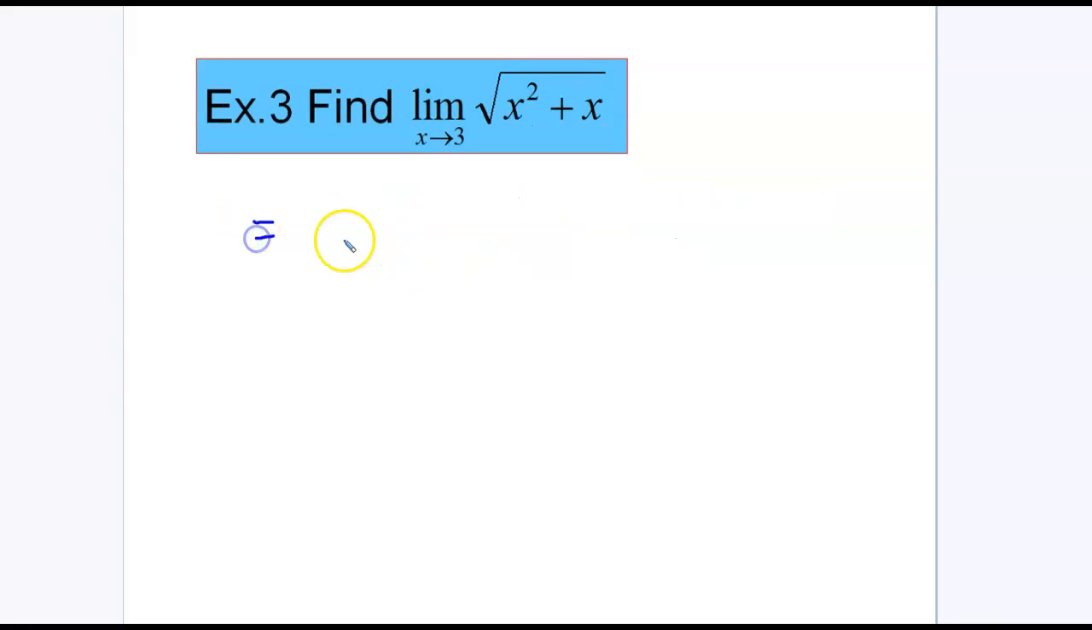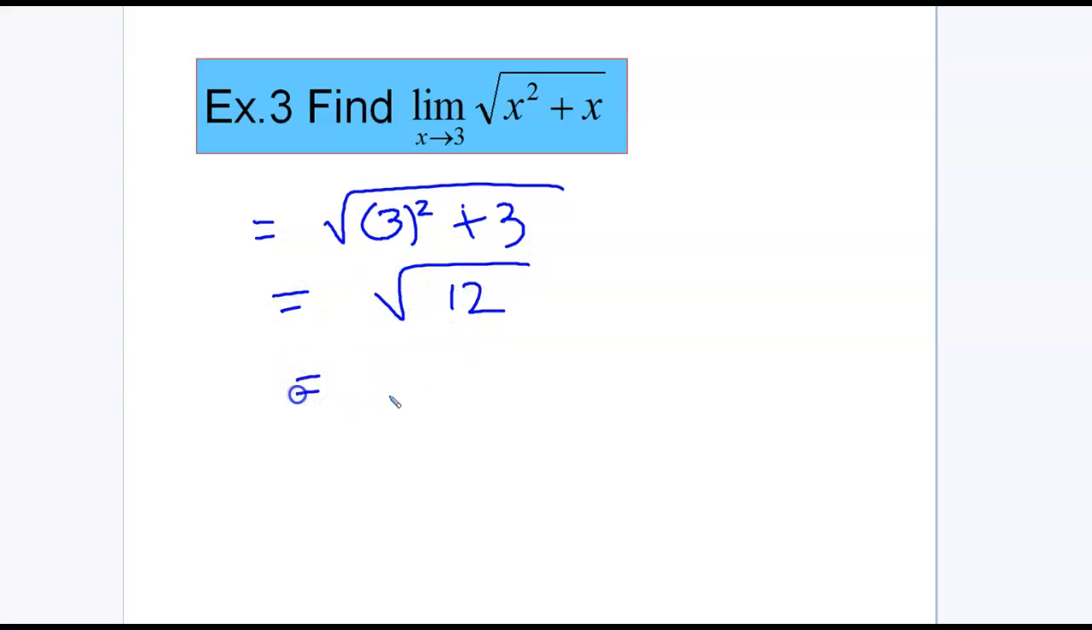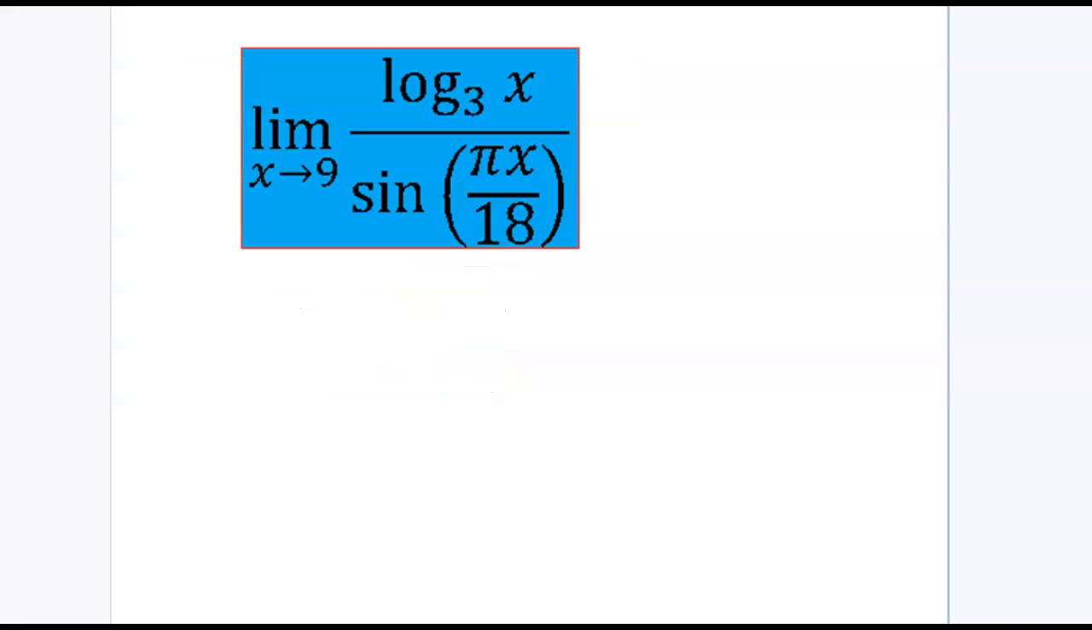Similarly, in this example, if I plug in a 3 into my function, I end up getting the square root of 3 squared plus 3, which is going to be the square root of 12, which reduces to 2 root 3. And therefore, as x approaches 3, the graph of my function, both from the left and the right, the y value is approaching 2 root 3.